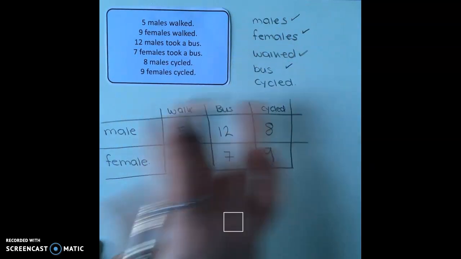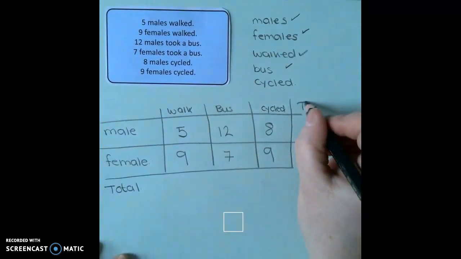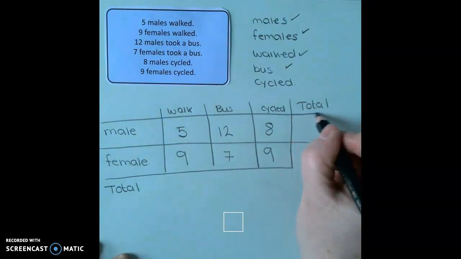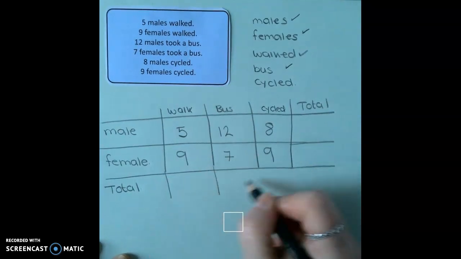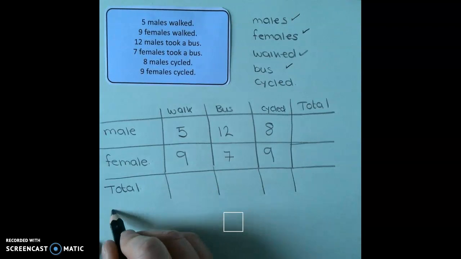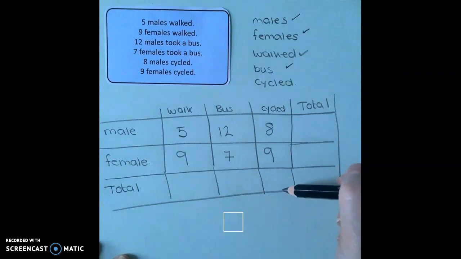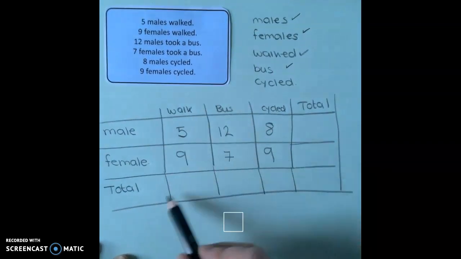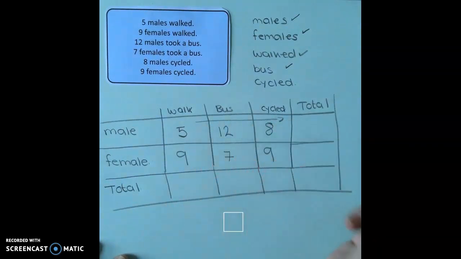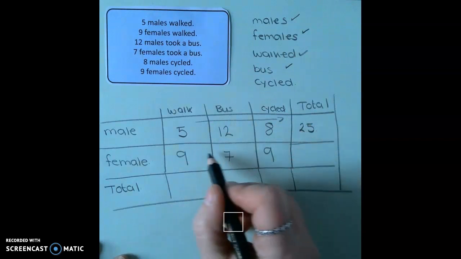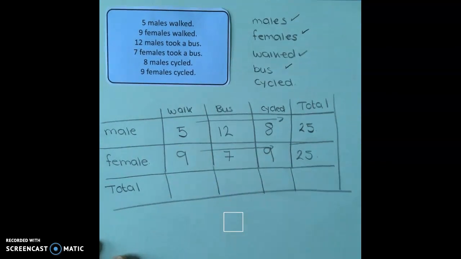So that is sort of our basic table, but we don't just leave it there. We need to put in the totals. Okay. And our totals are the columns added up and the rows added up. Okay, so all this added up comes to 25, and all these added up also comes to 25.